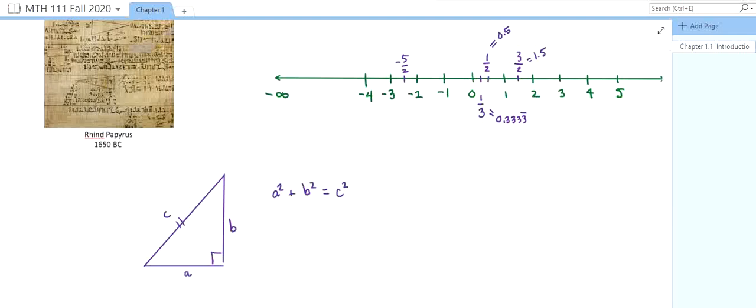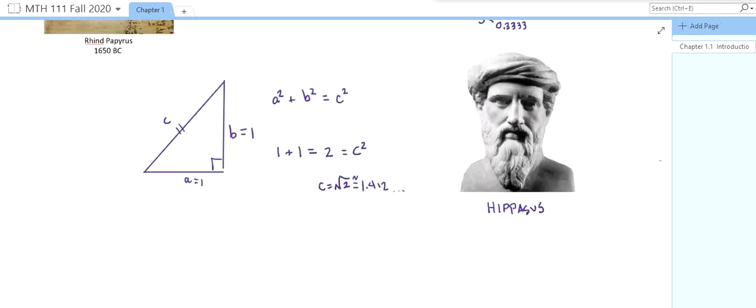But the problem was, if you set these two sides equal, A and B, you'll end up with a situation where you have 1 plus 1 equals 2, and that's supposed to equal C squared. So that means C equals the square root of 2. Now, if you go to your calculator and you do square root of 2, you're going to get a number, something like 1.412. But really, this number goes on forever. And the fellow who figured this out was named Hippasus. And we're going to continue talking about this in the next video.